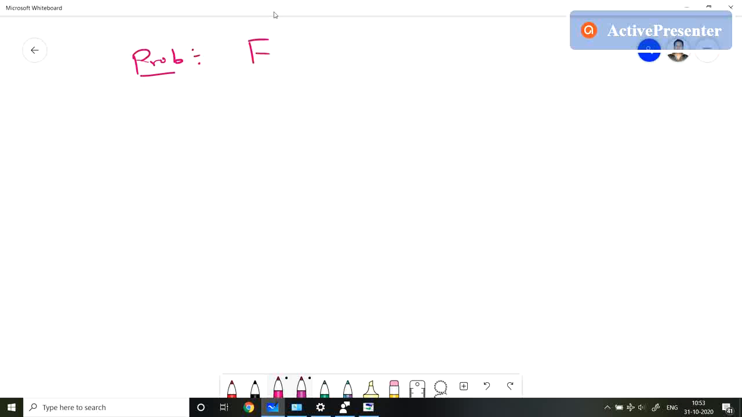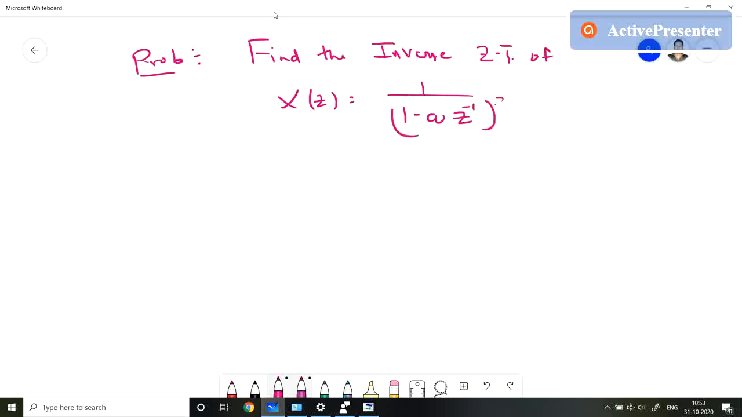Find the inverse Z transform of X(z) equals 1 divided by (1 minus a z raised to the power minus 1) whole square, and it is given that the modulus of z is greater than modulus of a. So we need to find the inverse Z transform of this. So how to solve this problem?